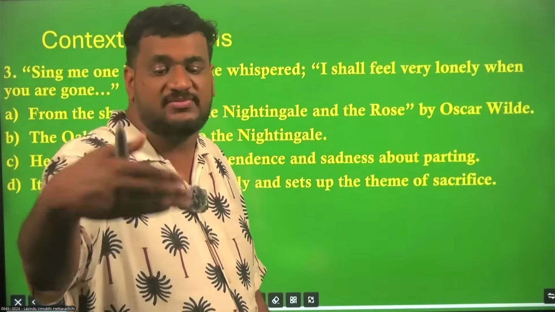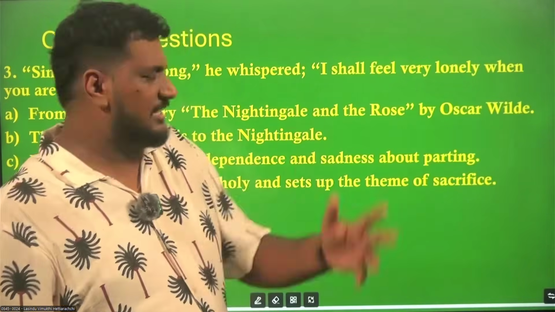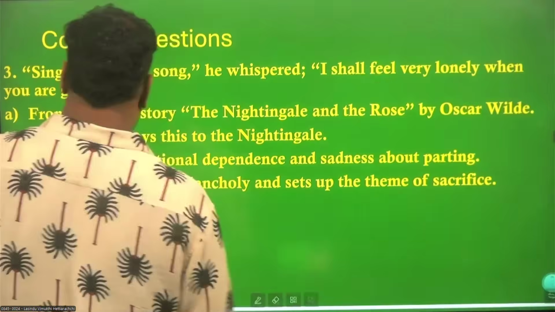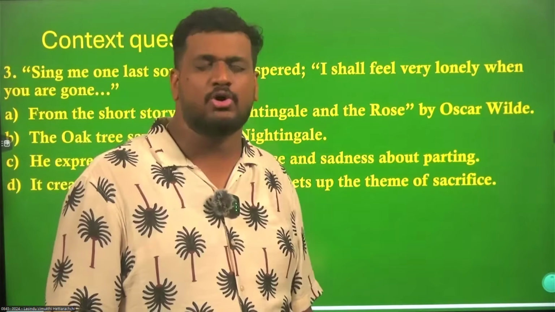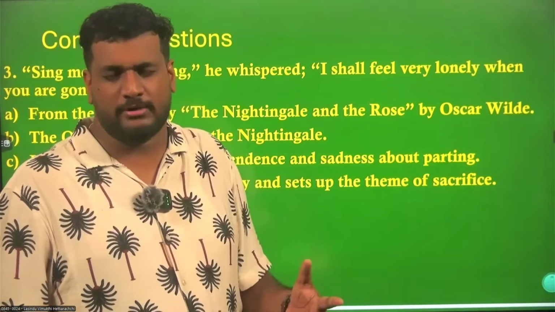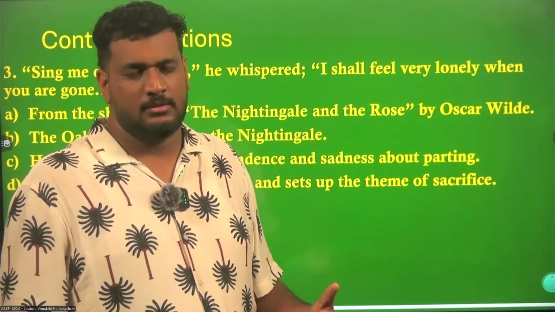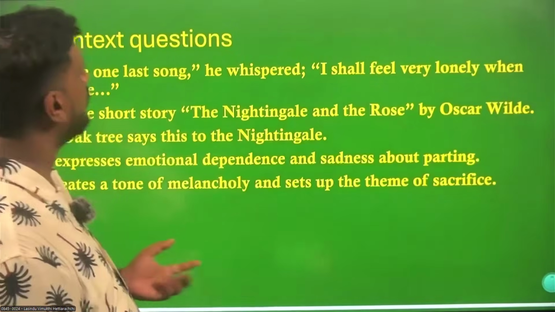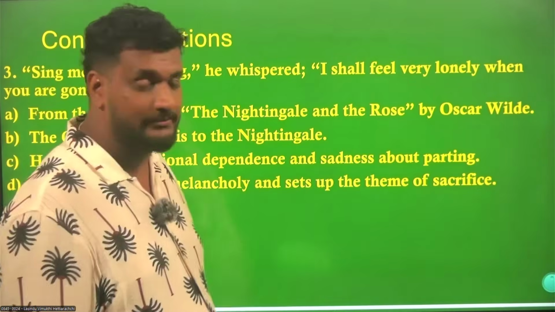So this is how questions will be created. Get ready. Themes are also highlighted. Okay. And finally, what kind of tone? Melancholy, sad, pathetic, emotional, melancholic tone, because the oak tree knows that the nightingale is going to die. Oak tree is making a suggestion. Don't do this. Don't engage in this kind of activity. This is something wrong. But the nightingale is not ready to listen to that.